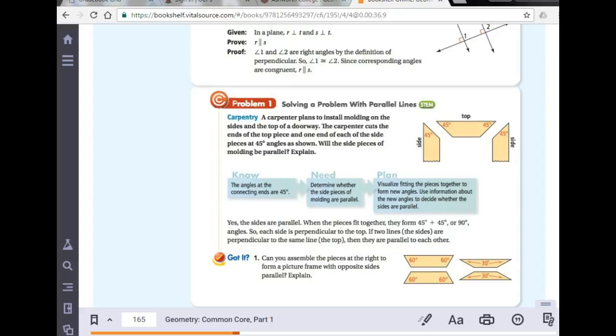So it's not very difficult, but again, read your definitions and then use those to help you solve problems.